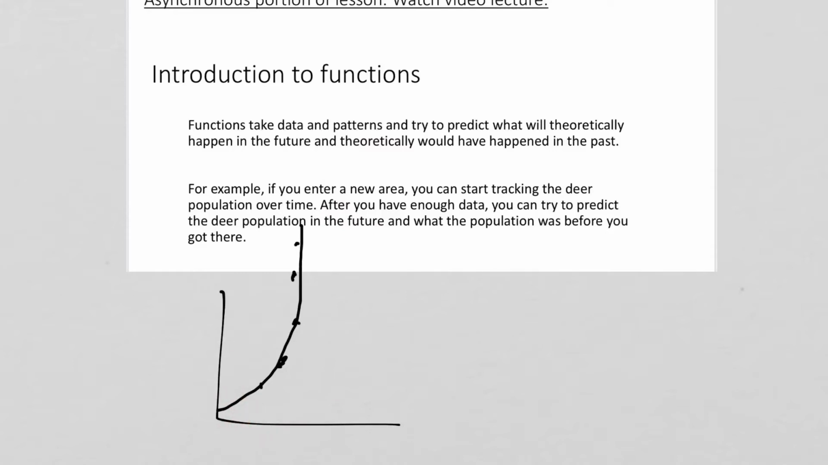So, for example, if you're in a new area and you start tracking the deer population over time, after you have enough data, you can predict what will happen to the deer population in the future. You can plug in a certain day or time of year, and then you could reasonably predict how big the deer population will be based on your function.